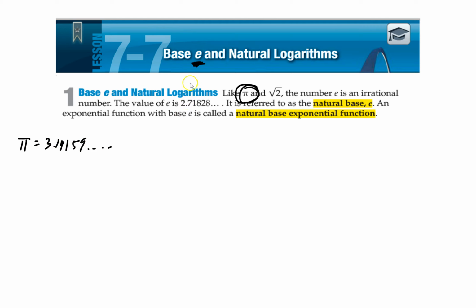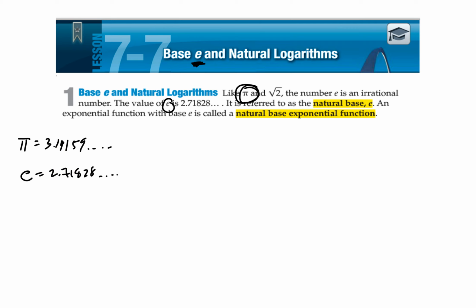Just like pi, e is a special number. E is a number 2.71828, and likewise goes on forever without repeating. So there are two special numbers in mathematics, pi and e, right? Well, two of the most popular special numbers. There's a lot of special numbers in mathematics.